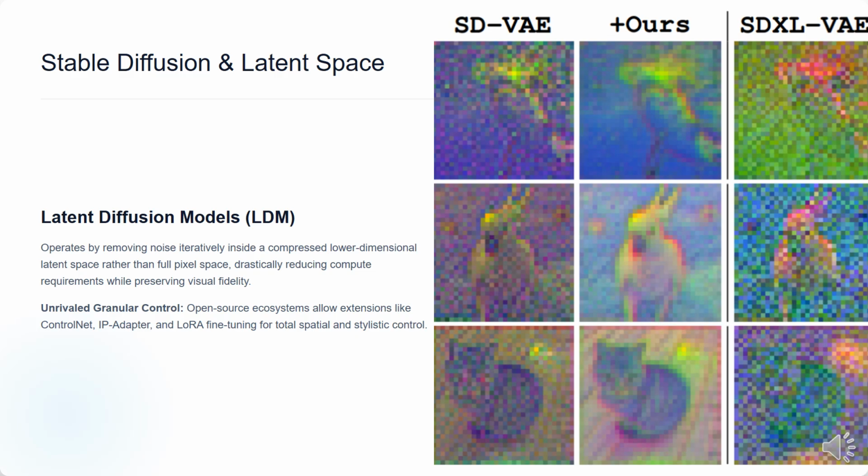So another major advantage of Stable Diffusion is its granular control. Because of its open source ecosystem, developers can use technologies such as ControlNet, IP-Adapter, and LoRA. So these tools allow developers to control things like image structure, style, composition, or specific requirements.